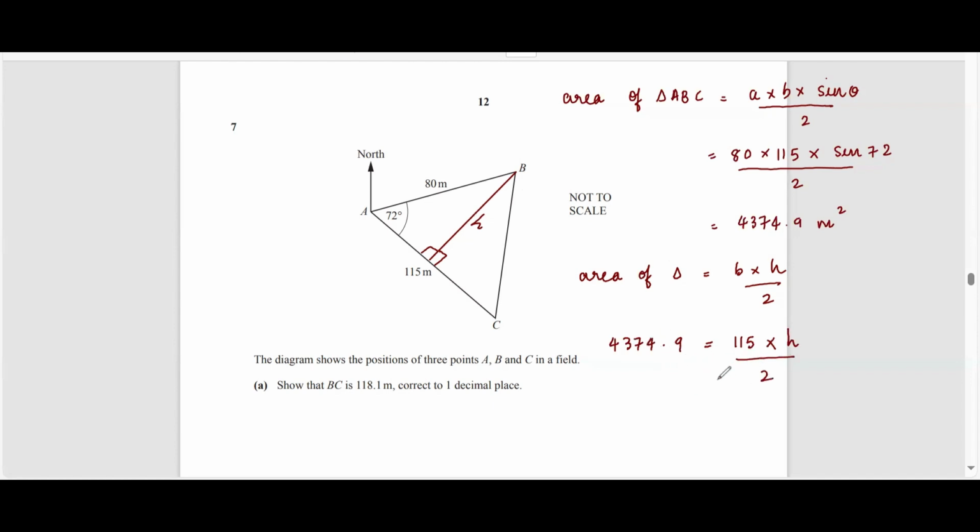Cross multiply this, 4,374.9 multiplied by 2 will give you 8,749.7 equals 115 into h. Therefore, h will be 8,749.7 divided by 115. So when you put that in calculator, you will get it as 76.1 meter. The unit is in meter. Since it is a distance, you will write the answer as meter. 76.1 meter is the shortest distance from B to AC.